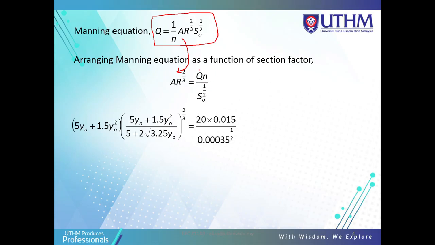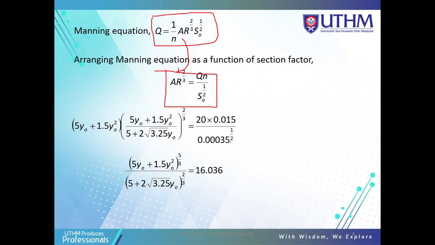So we just put all the values here. We put the area, which we get from the previous slide, in terms of y0, because we don't know y, we want to find y0, the normal depth. So y0 here, A, we use the R here to the power of 2 over 3, and put the N here and the S0 here. Okay, and you calculate.